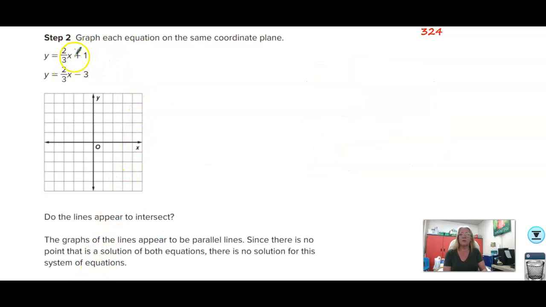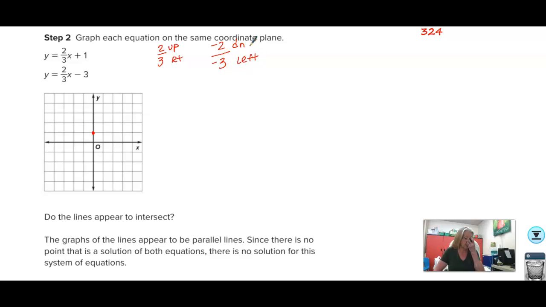Here they've given us the same equations back. They want us to graph it and see what it looks like. This first one has a y-intercept of positive 1, which would be right here. And then it has a slope of positive 2/3, which is up 2, right 3. And now we have another choice. When we have a positive slope, we can also make both the top and the bottom negative, which would be down 2 and left 3.